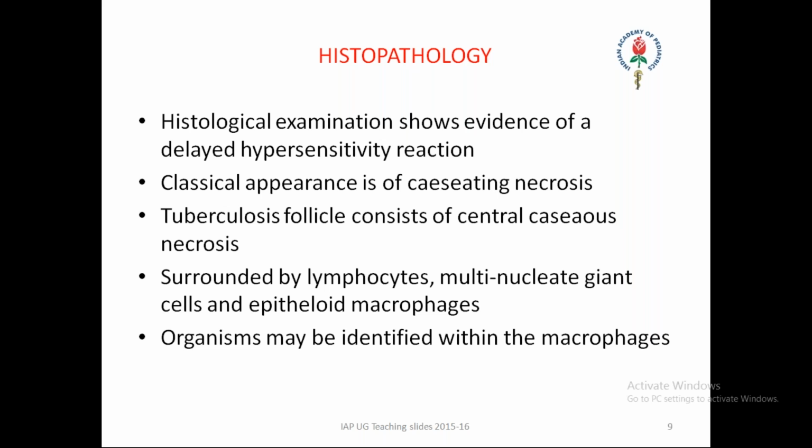This is the picture which we see in histopathology, and organisms may sometimes be identified within the macrophages. So the macrophages are the part which contains the organisms. So caseating necrosis is surrounded by lymphocytes, giant cells and macrophages, with organisms within the macrophages.